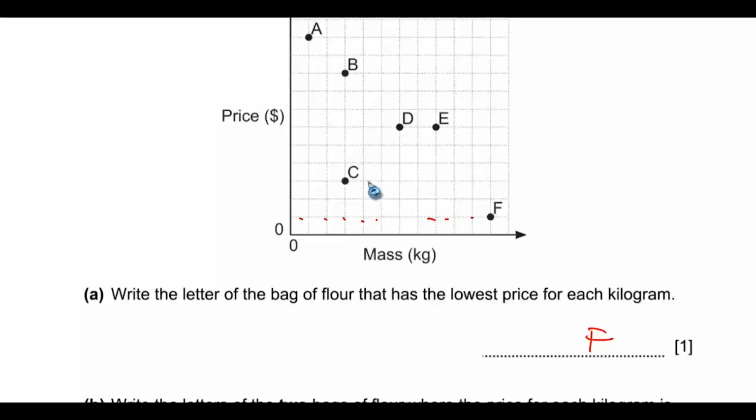Okay, so you were asked to find points where the cost price of 1 kilogram will be equal for the 2 points. If you look at point C, just like what I told you, let's see how many lines you have here: 1, 2, 3 for the vertical, and the horizontal lines are also 1, 2, 3. So you have 3 lines here.